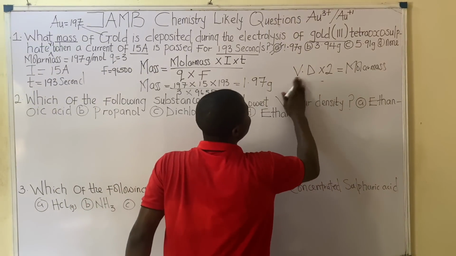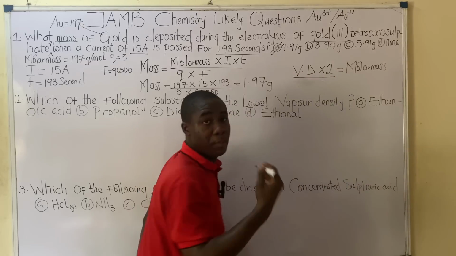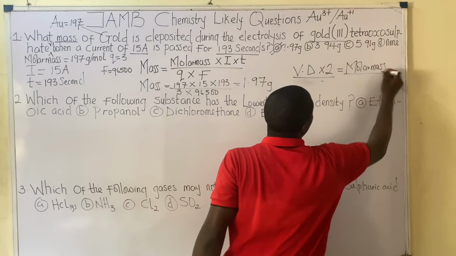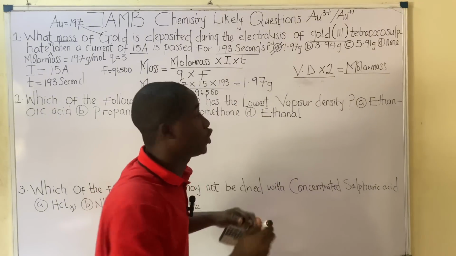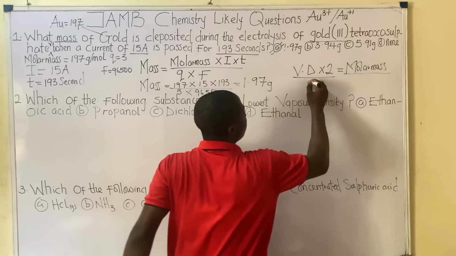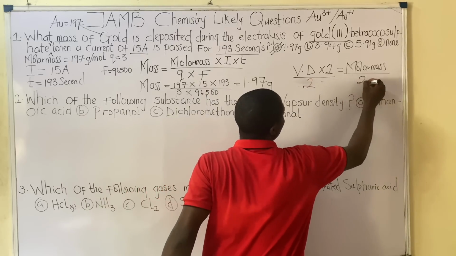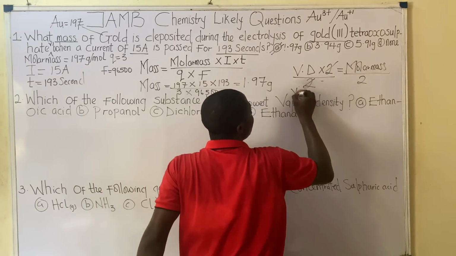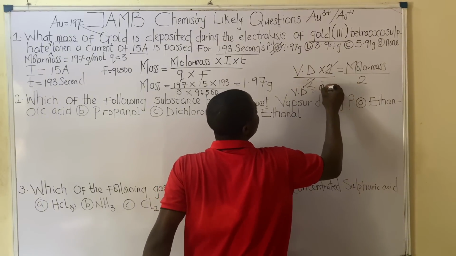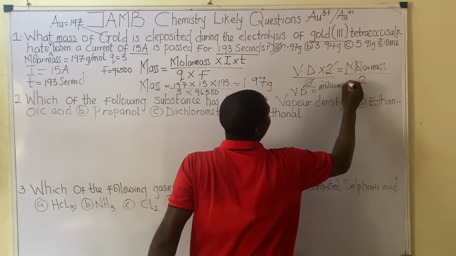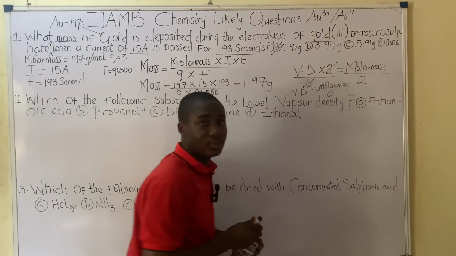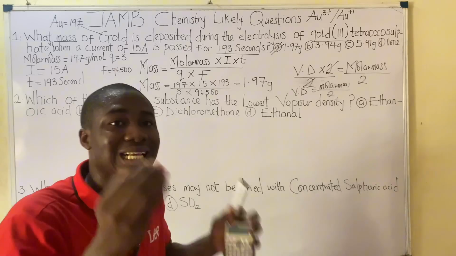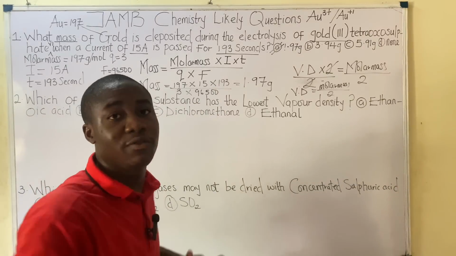To get vapor density, we divide by the coefficient of vapor density. And what is the coefficient of vapor density? We divide both sides of the equation. What's beside vapor density is a number which is 2, and here 2 as well. 2 cancels 2. So vapor density VD is going to be equal to molar mass divided by 2. That's vapor density. So let's calculate the vapor density for each of the compounds.